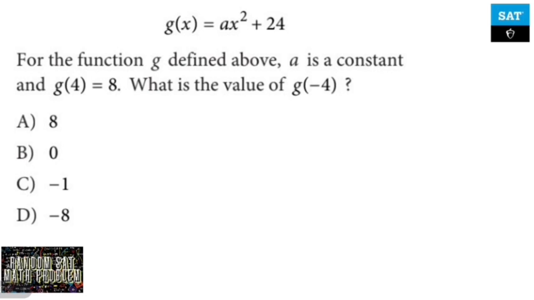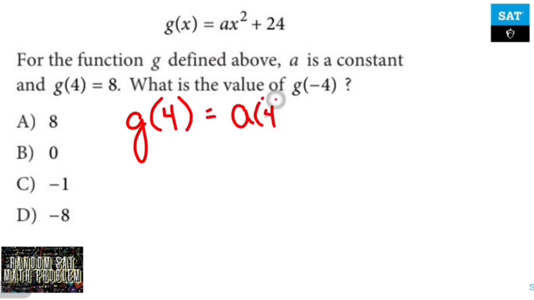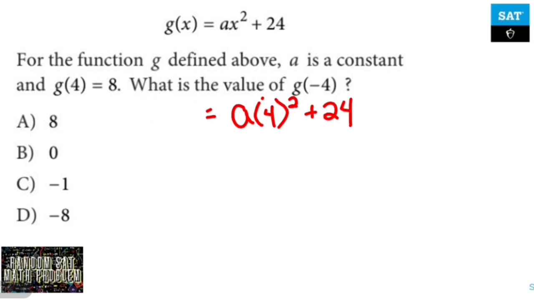So what I have to do is find out what a is before I do anything. I'm going to take maybe an unnecessary step, but I'm going to write this out anyway. g of x is blah, blah, blah. So g of 4 is the same exact blah, blah, blah. But what we're going to do is replace every x with 4. So I've got 4 squared here plus 24. Now, what I also know is that g of 4 is 8. So I'm just going to turn this guy right here into 8. This is going to allow me to solve for a.